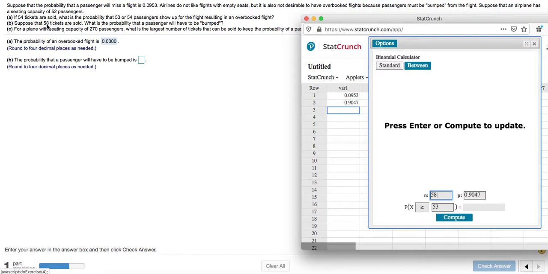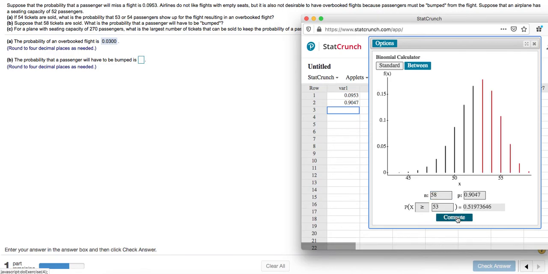So the probability that somebody is going to be bumped is going to be, well, since it's a 52-passenger plane, we're going to go from 53 up to 58. So all I have to do now is click Compute. Okay, and the value I get this time is, if I round to 4 decimal places, 0.5197.